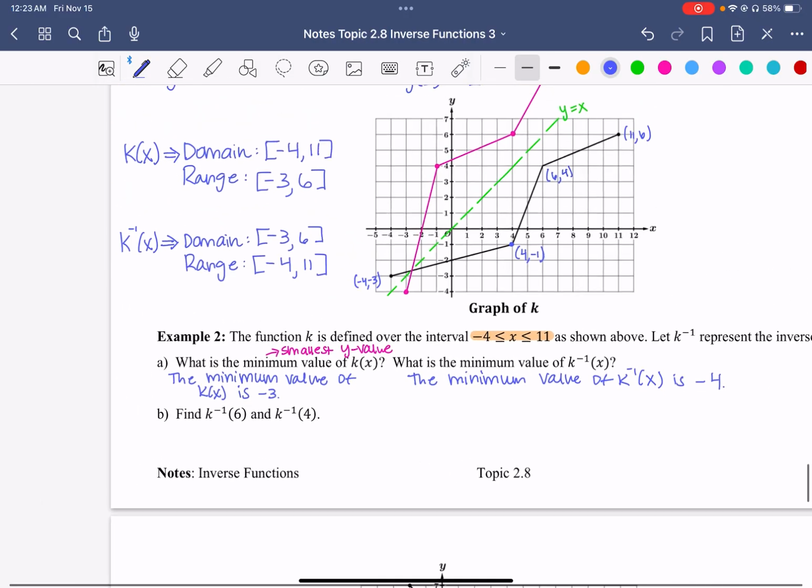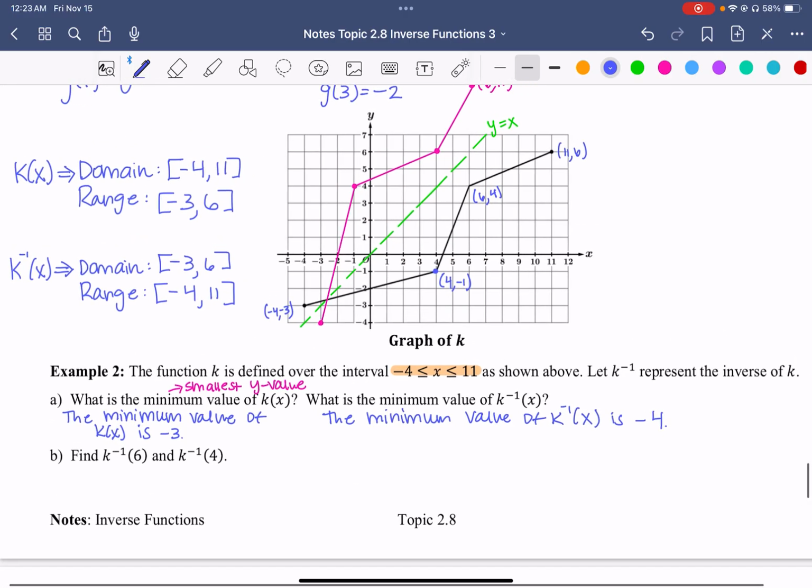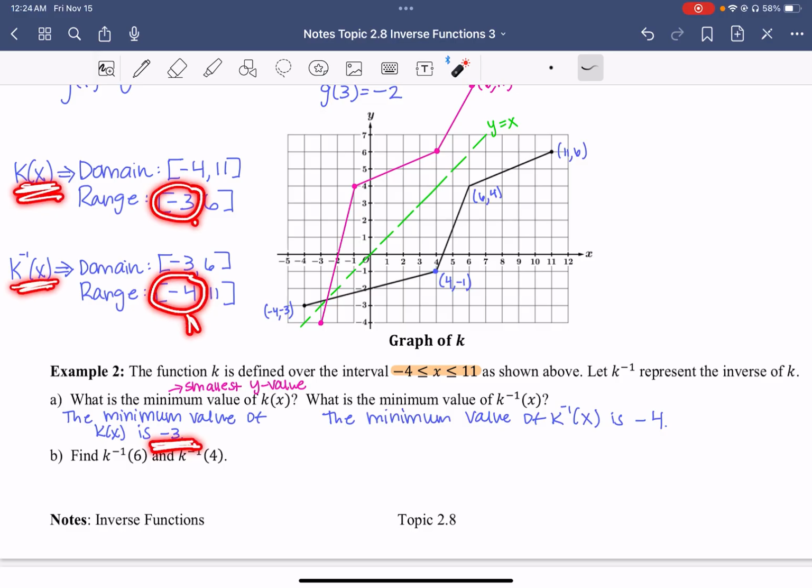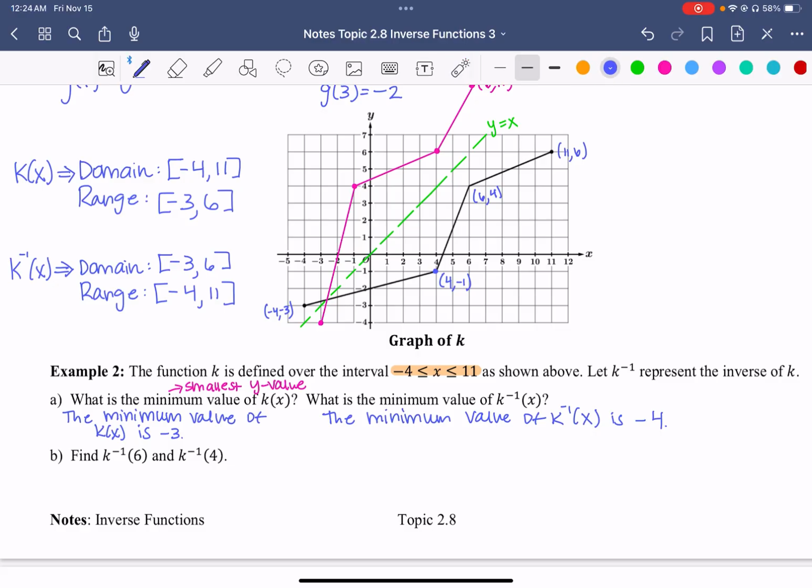Okay. Another way you could have done it without having to even look at the graph is that if I'm asking you what is the smallest y value, the smallest y value would be the first value in the range, which is your smallest possible y value. So for k of x, the minimum was -3, which is what we had. And for the inverse, the smallest y value was -4, which is what we had. So you can use the domain and range to figure out your minimums and maximums, or if you want to go through the process of graphing the inverse and looking at it visually, you can do that too. So either or, you can use both to double check your work, okay?